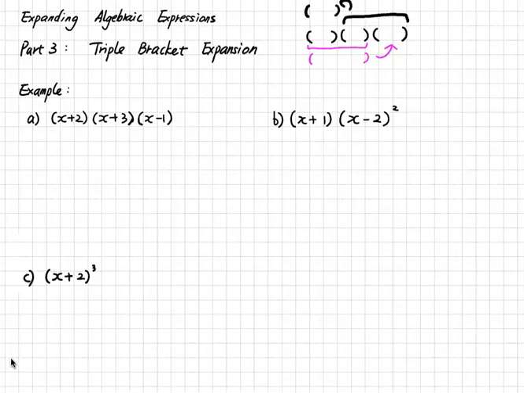Let's have a look at example question A. Today I'm going to do the second and third brackets first and then multiply to the first bracket. So let's deal with the second one and the third one first. Leave the first one alone as it is and then put the brackets on. I'm going to put the result of the expansion in the second bracket. So x times by x, you have x squared minus x plus 3x minus 3.